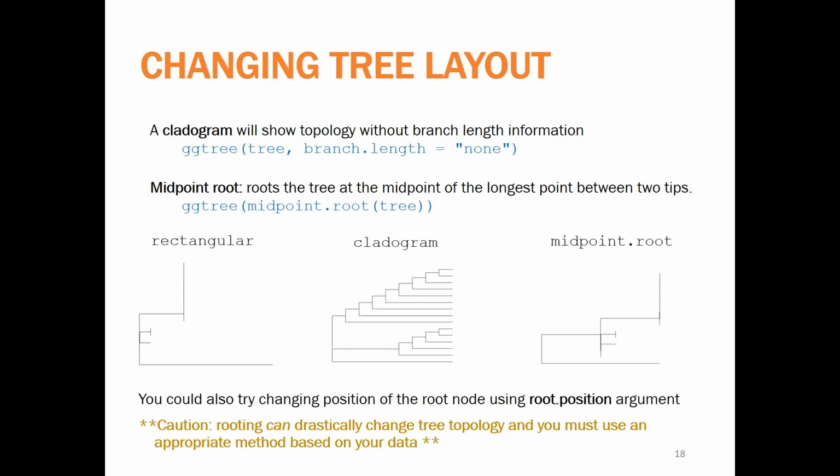Depending on what you're looking for, when changing the root position or the branch length, just use caution because this can drastically change the topology of the tree. You'd want to make sure you're using an appropriate method based on your data. For today's workshop, we are just going to use the defaults, which is rectangular, and we're not going to be rooting it at any specific point or position.